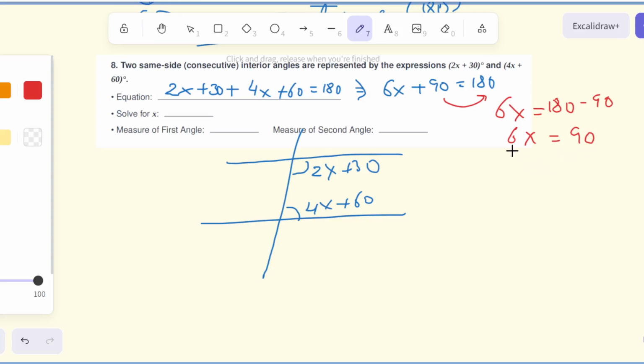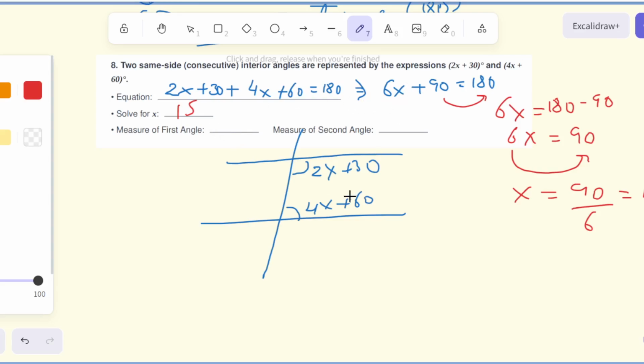Super. So now you can take 6 to the other side and you get x equal to 90 upon 6. And what is that? 15. So you get x equal to 15, right? And then you can substitute this 15 in each of the angles and find out the values.